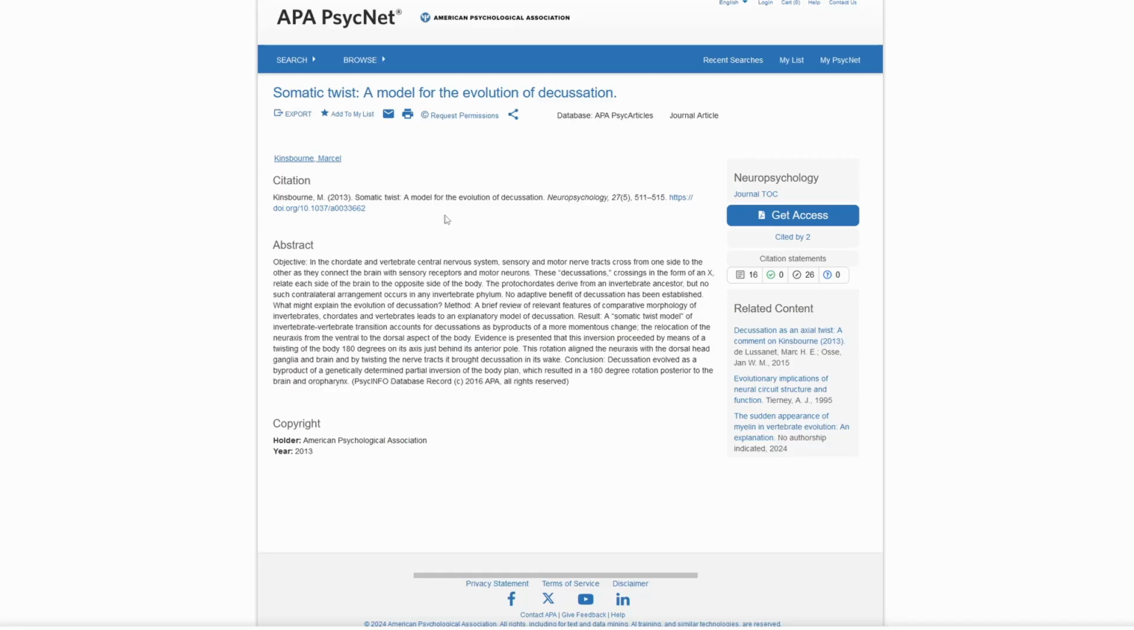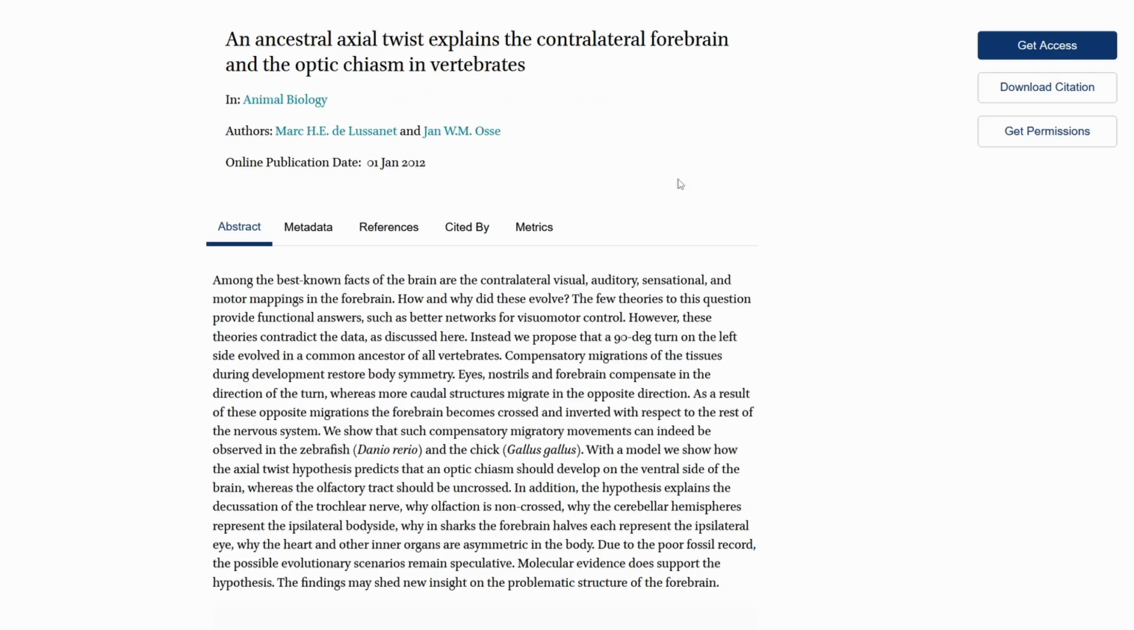It wasn't until the 1970s that an Austrian scientist named Marcel Kinsburn came up with the idea that it wasn't the entire organism that had flipped. Rather, it was just the head. And it wasn't until 2013 that he actually published a paper on this. Although it's worth noting that these 2 authors independently came up with a theory and published in 2012.